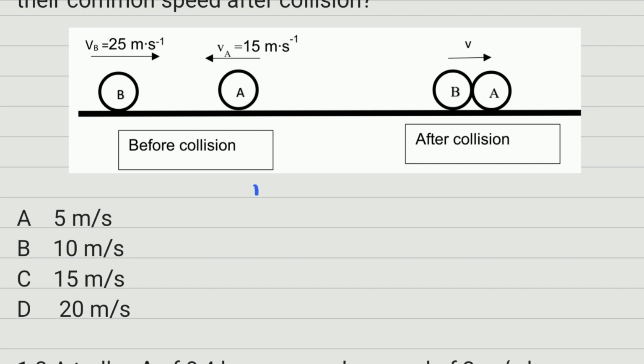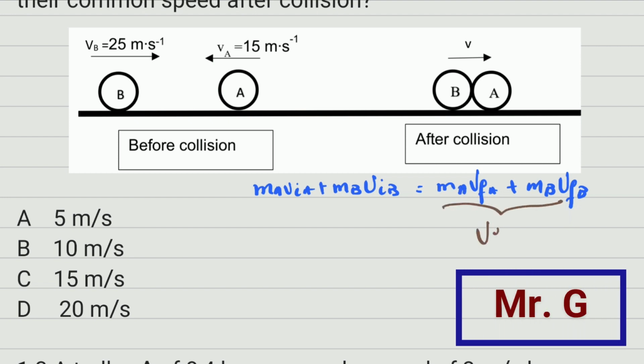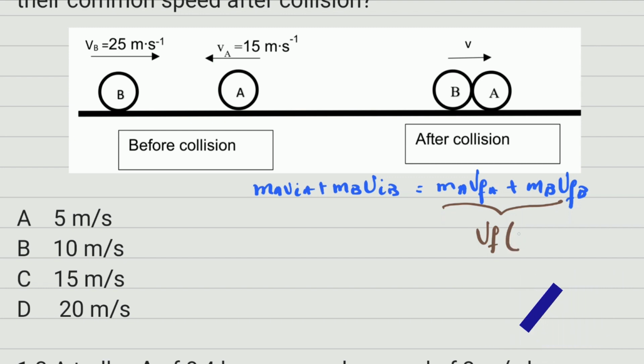Now I am going to start from here. Mass A multiplied by the initial velocity A plus mass B multiplied by the initial velocity B is equal to mass A multiplied by the final velocity A plus mass B multiplied by the final velocity B. Note the following. They are moving together after the collision. So here we have the same final velocity, multiplying the addition of mass A and mass B. Alright, so that is important to notice here.